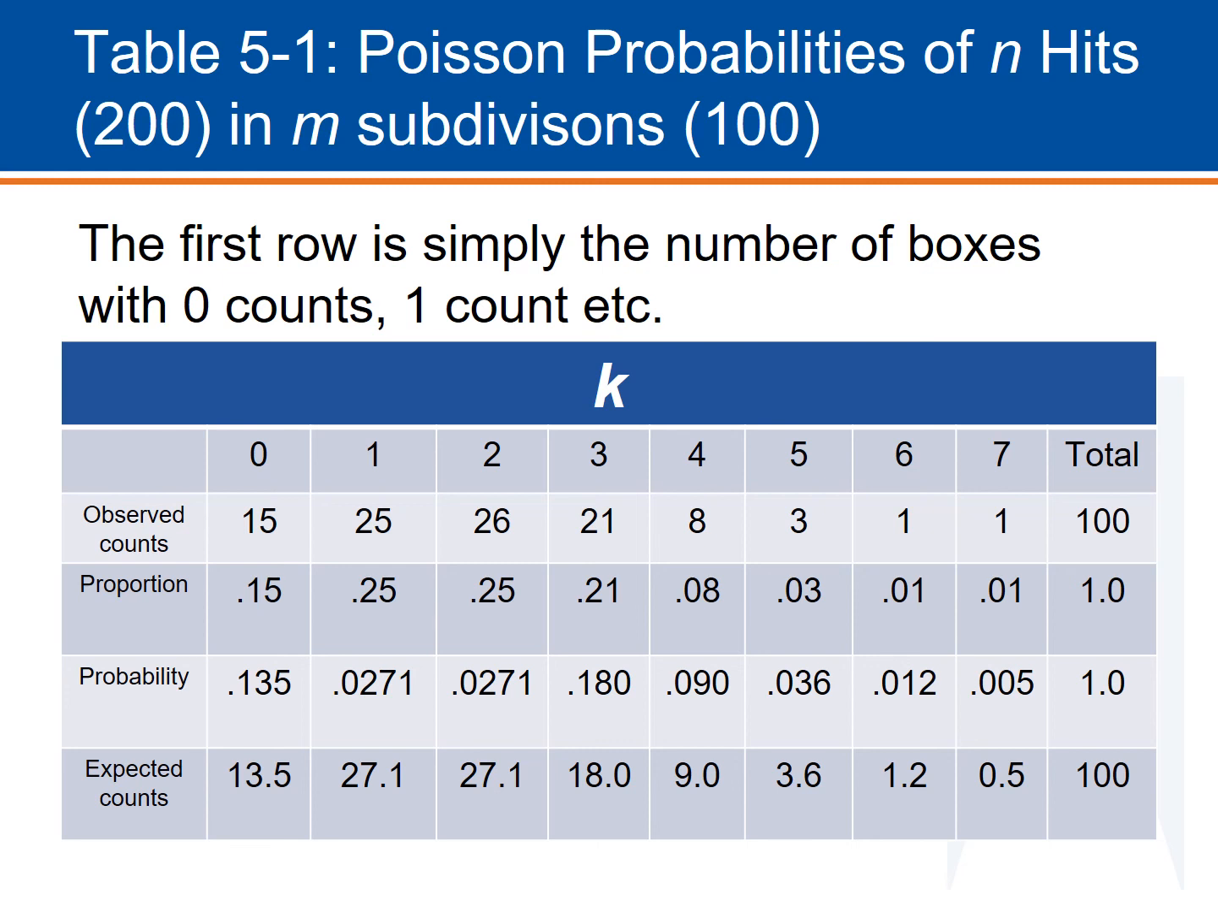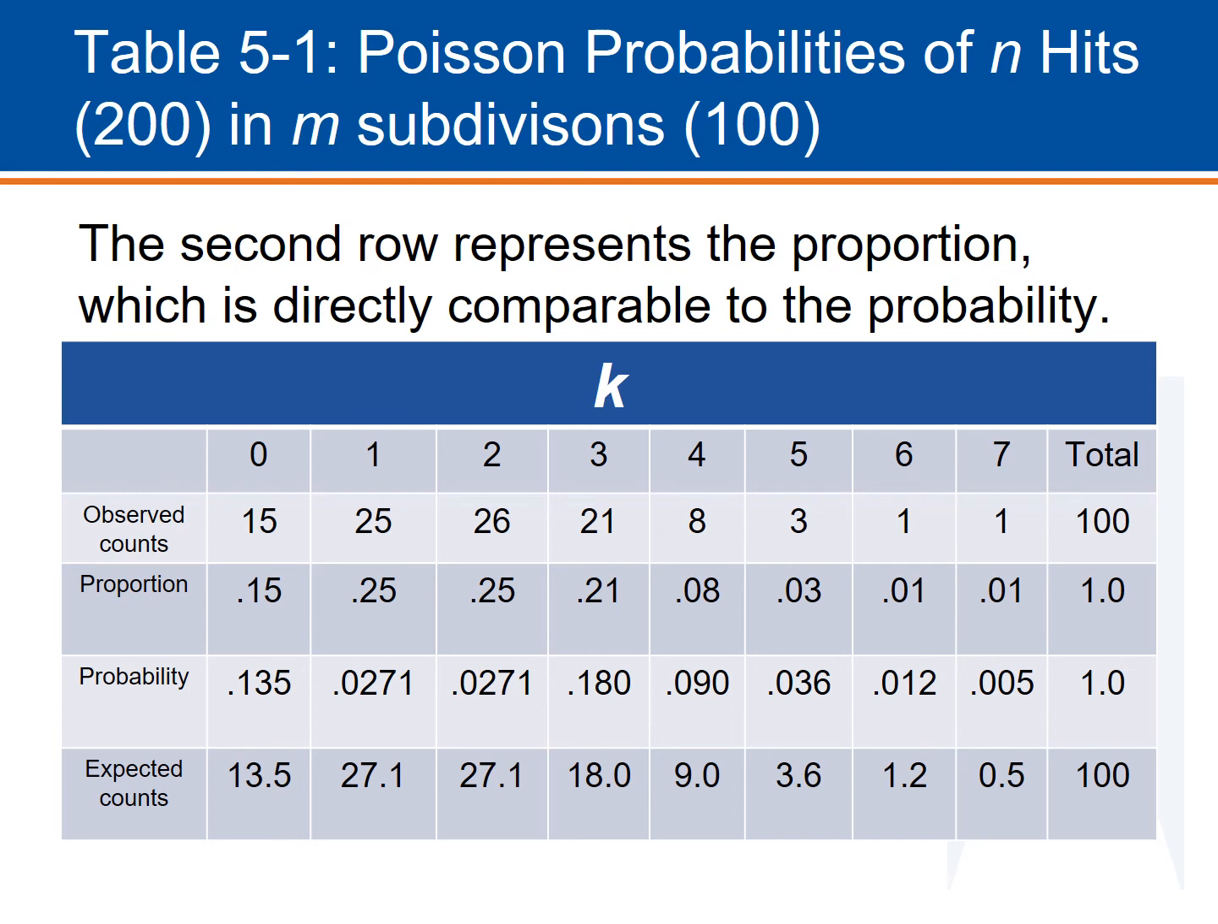Here we see the table from the book relating to the number of squares that have 0, 1, 2, 3, up to 7 hits. The first row reflects the number of squares that had the given number of counts, ranging from the 15 squares with 0 hits to the 1 square with 7 hits. The second row shows the proportion, e.g. 15 out of 100 squares is a proportion of 0.15.